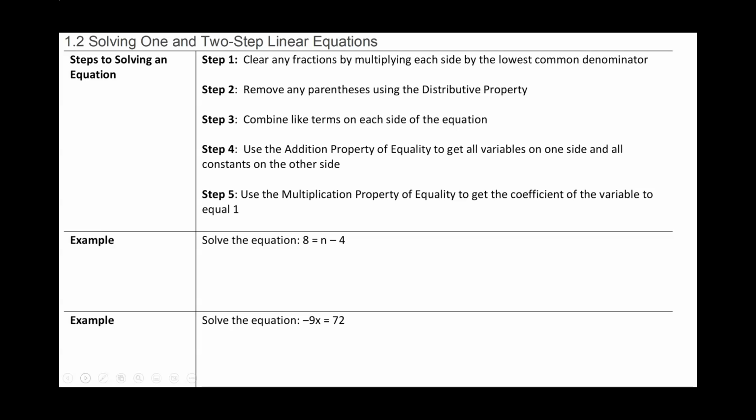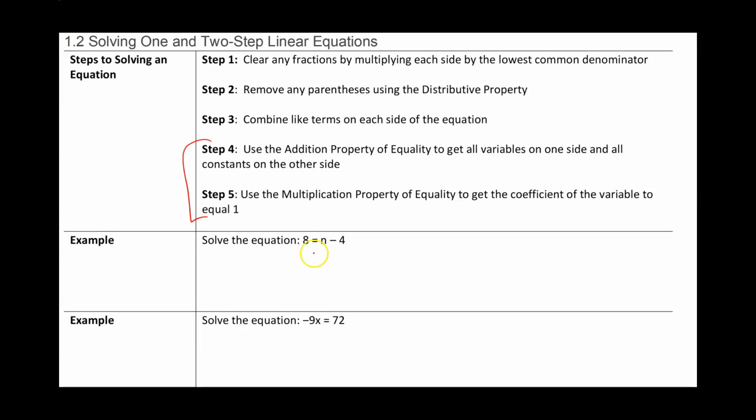So, in this section, we're going to talk about solving one and two-step linear equations. So, we have the first couple steps here. Step one, clear any fractions by multiplying each side by the lowest common denominator. We'll talk about that as we go over more complex examples. Step two, remove any parentheses using the distributive property, combine like terms. But for the first couple examples, we're going to be using steps 4 and 5. So step 4 says, use the addition property of equality to get all the variables on one side and all the constants on the other side.